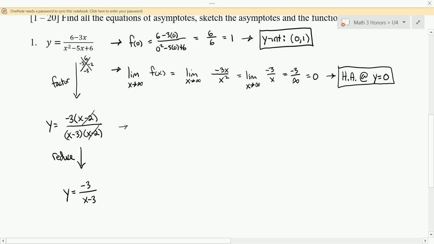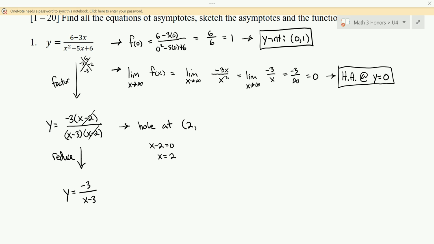But because we reduced, there's going to be a hole at, and to find the point, we took out the x minus 2. So you set that equal to 0 and solve for x, and you get 2. So 2 is your x value. To find the y value, you've got to plug in 2 for x, but don't plug it in here because you're going to get 0 over 0, which is indeterminate. So you have to plug it in over here once you've reduced it. And that's where your hole is going to be.